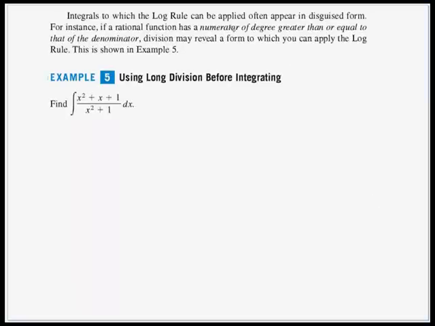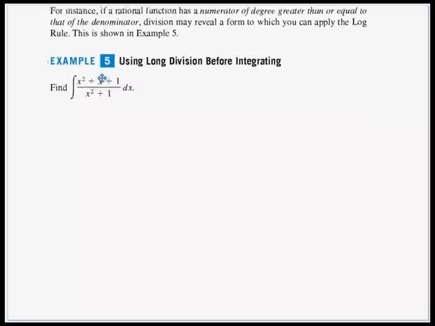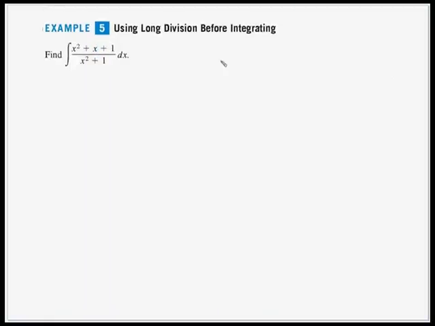Integrals to which the log rule can be applied often appear in a disguised form. For instance, if a rational function has a numerator of a degree greater than or equal to that of the denominator, division may reveal a form to which you can apply the log rule. And this is shown here in example 5. So when we look at this, our denominator is x squared plus 1. If we take the derivative, that would be 2x, and our numerator is a far cry away from being 2x. So we're going to have to try something else.